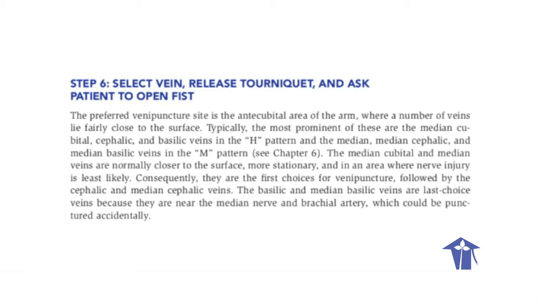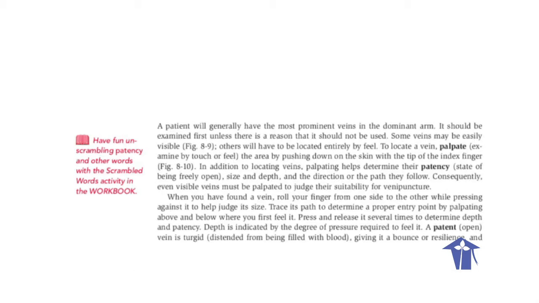So, class, the first choice vein will be the median cubital vein, followed by the cephalic vein, and last, the basilic vein. A patient will generally have the most prominent veins in the dominant arm, meaning if their dominant hand is their right hand, the prominent veins will be in that arm. If the dominant arm is the left, then the dominant veins will be in their left arm.